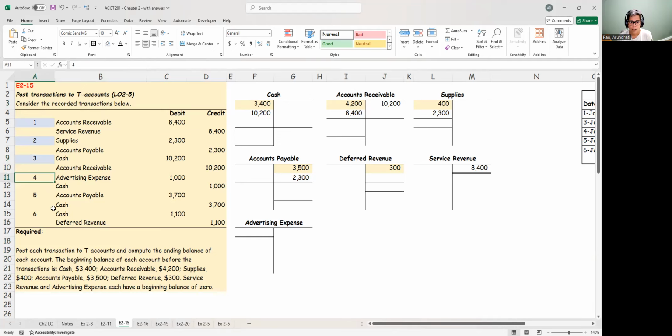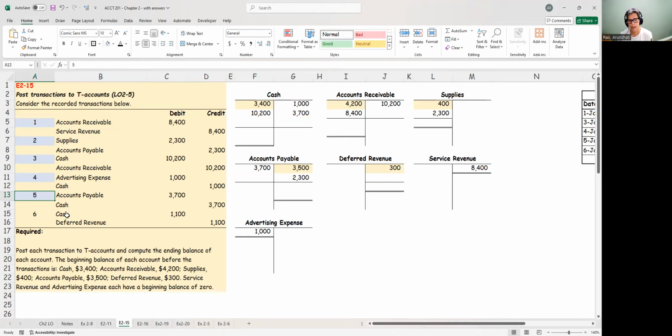Transaction number 4, I paid for advertising. Advertising expense debit, cash credit. I incurred an expense, advertising expense debit, and I paid cash, so cash is credit. On the credit side, I'll put that number. I've taken care of that journal entry. Moving on to the 5th, accounts payable debit, cash credit. I owed money and I paid that money. That's what this journal entry means. Accounts payable is decreasing because I'm paying it off. So accounts payable debit, 3,700. Cash credit, 3,700. So we are done with number 5.